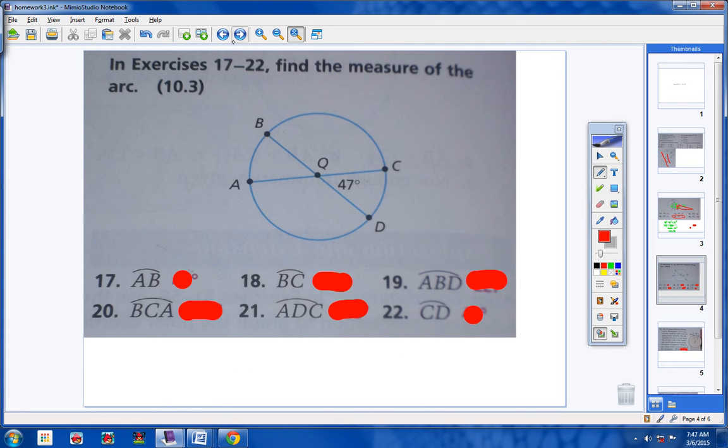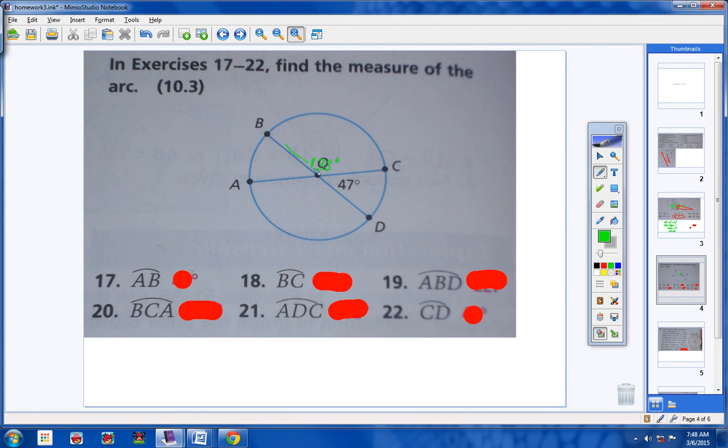Alright, moving on to number 17 through 22. Find the measure of the arc. Now you know me, I like to go through and label all the angles first. So I've got a diameter here, and that's a straight line, 180 degrees. So if this is 47 degrees right here, then this next one will have to be, let's see, 133 degrees. So this angle here has to be 133 to give you 180.